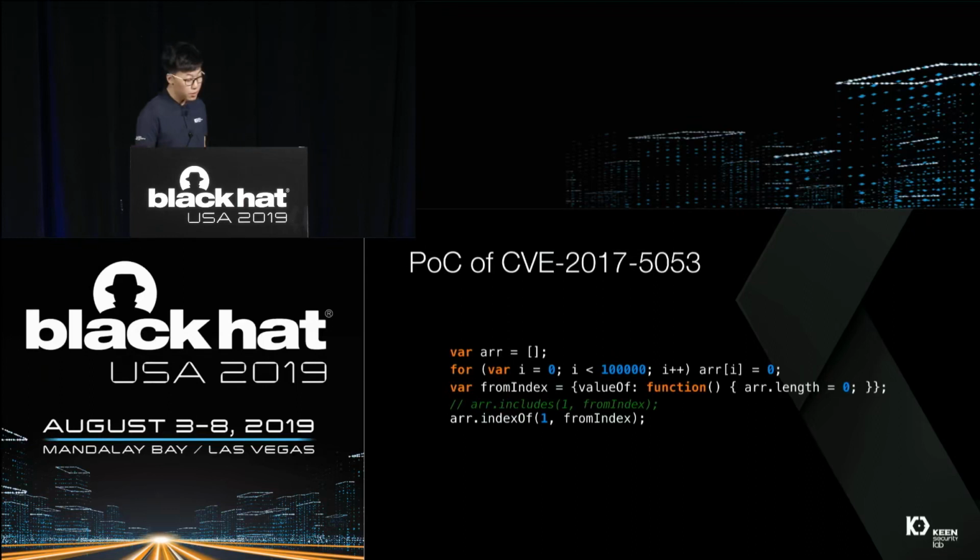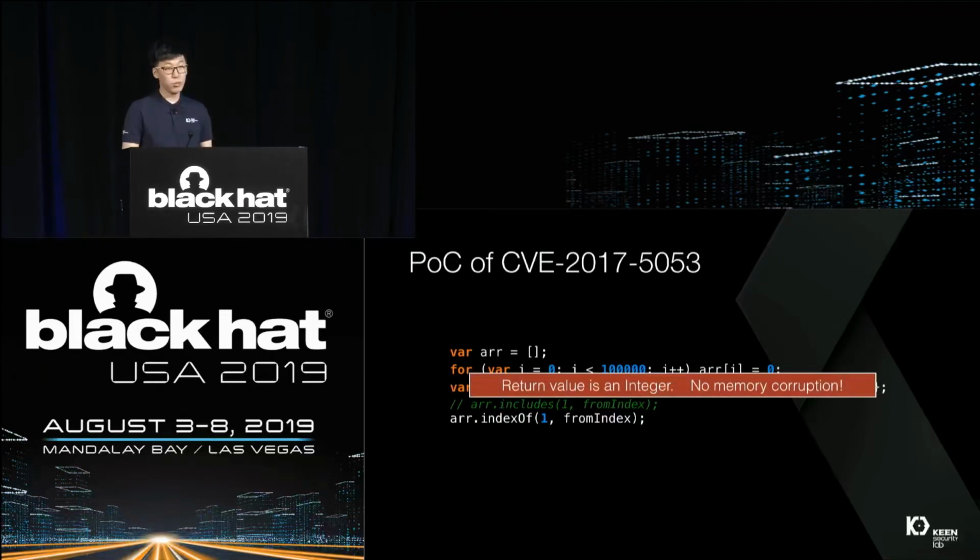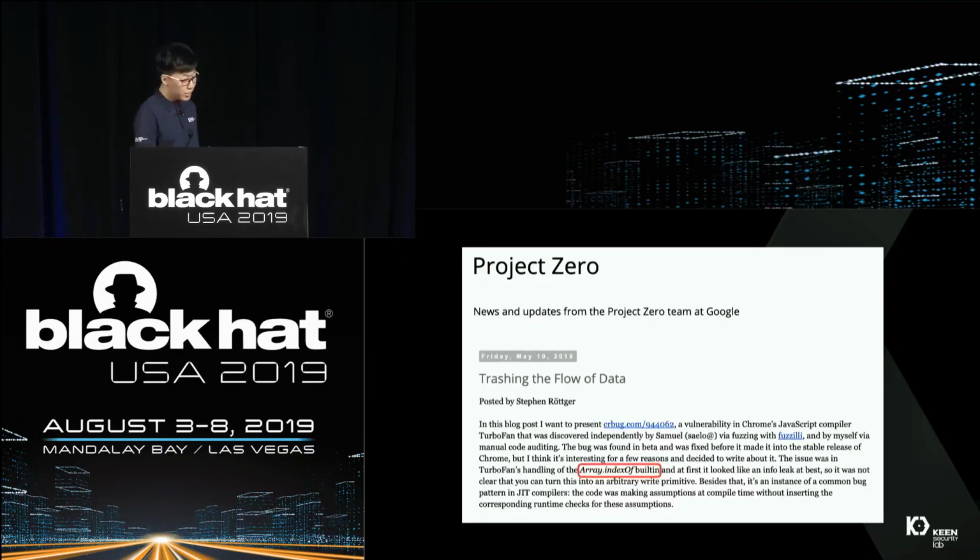This is a very typical redefinition bug and gives us the out-of-bounds access capability. However, unlike the other array functions, indexOf and includes can only return a Boolean value or an integer. So there is no out-of-bounds write, and we cannot get a pointer from this out-of-bounds read. It is worth mentioning that in May this year, Stephen from Google posted a technical article on Project Zero's blog about exploiting a similar bug in JIT.